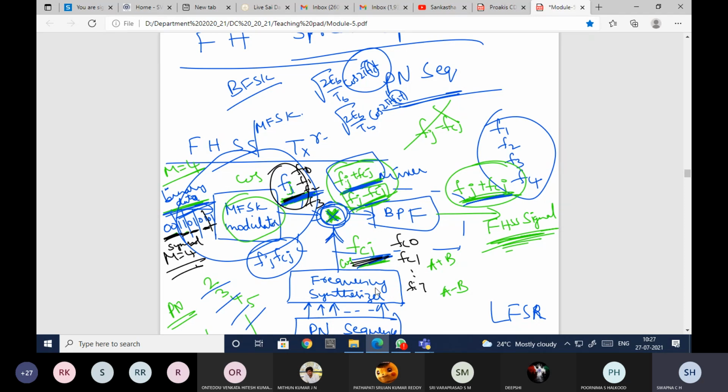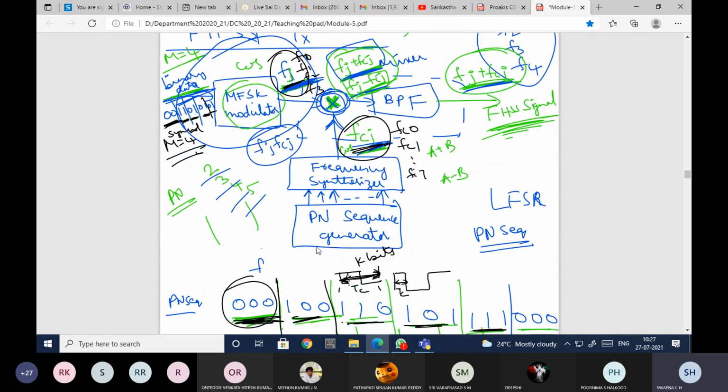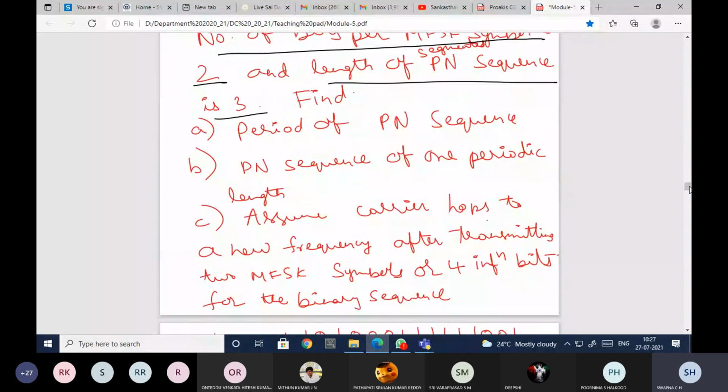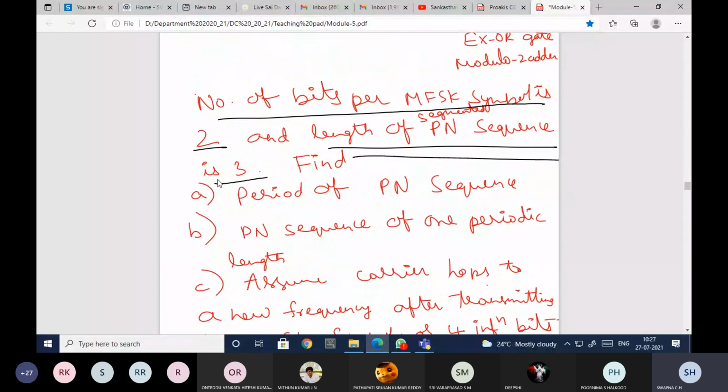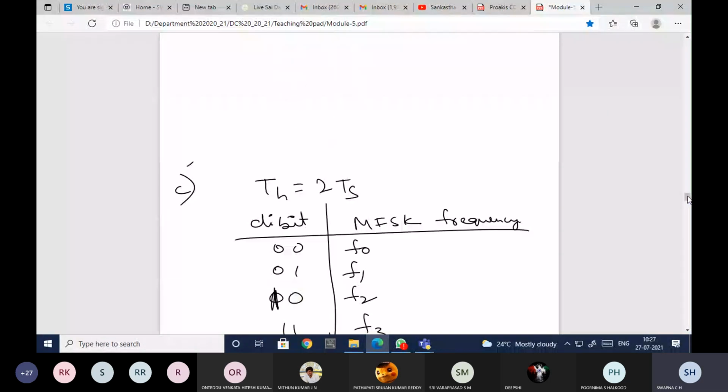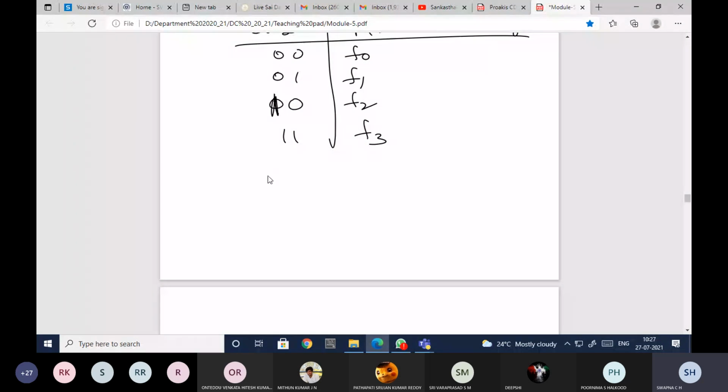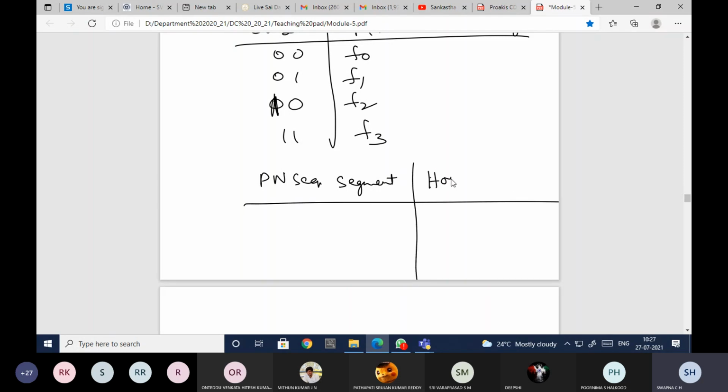And from the PN sequence also I should get 8 frequencies here. Why? Because the PN sequence is segmented into 3 bits. I got this information from the question itself, where he has mentioned that the length of the segmented PN sequence is 3. So we need to segment the PN sequence into 3 bits, and since you are taking 3, I'll have 8 hopping carrier frequencies.